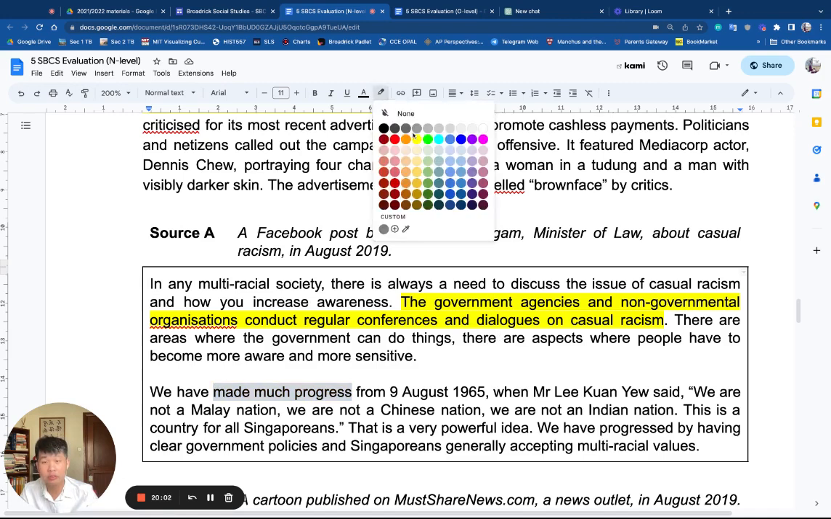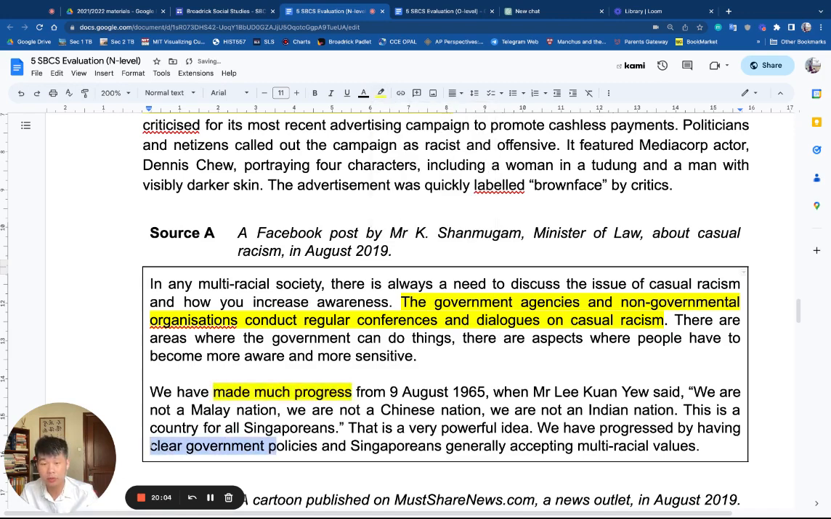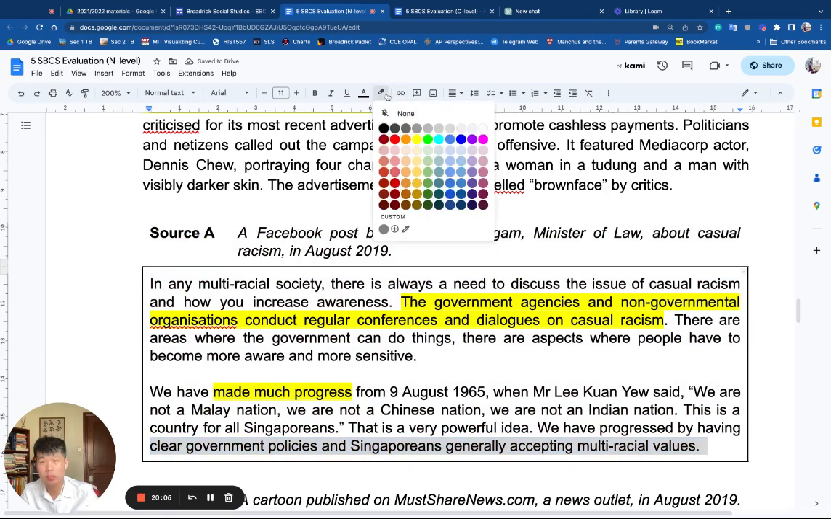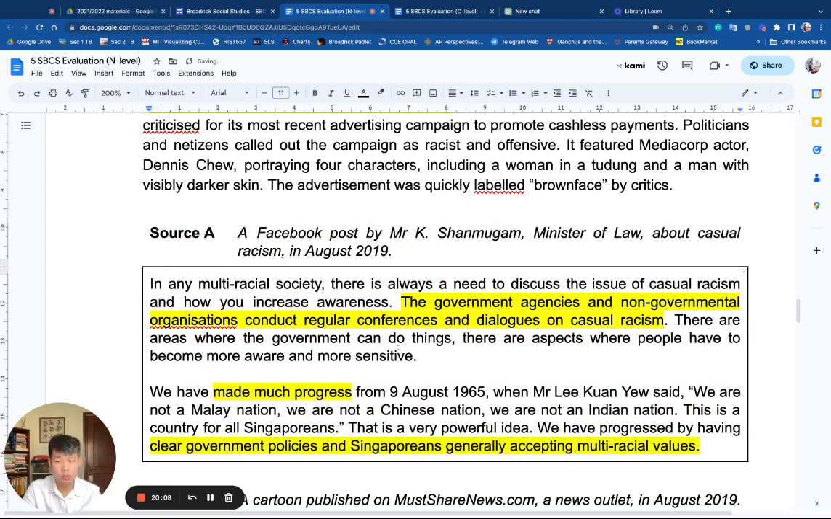We have clear government policies, and Singaporeans generally accept multiracial values. So even though in every society there will be some sort of difference, the question is how does the government and the people manage this difference? And in Minister Shanmugam's view of things, we have managed it quite well. And therefore, this is clearly a no source.